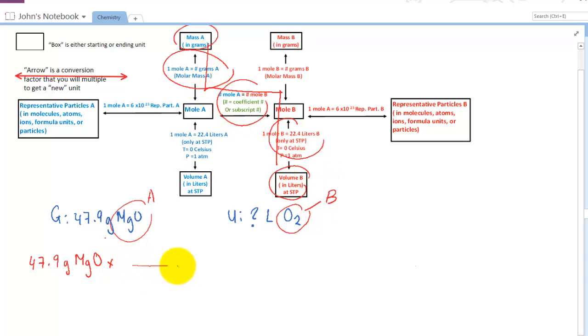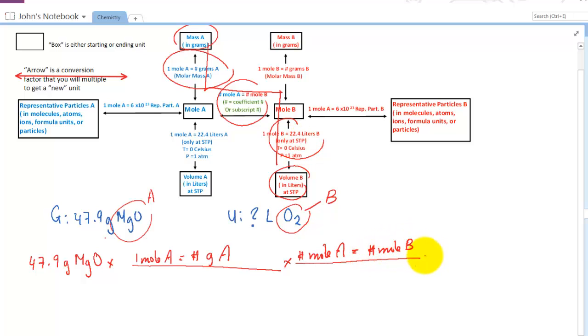So the first conversion factor is 1 mole of A equal to the number of grams of A. Notice how I copy exactly from the flowchart, and we follow with the next one. We have number of moles of A equal to the number of moles of B. And lastly, we have the last conversion factor. We have 1 mole of B equal to 22.4 liters of B. The next step is to plug in the variables.